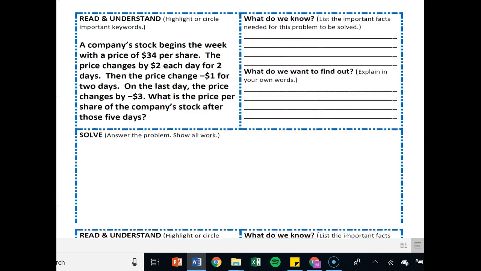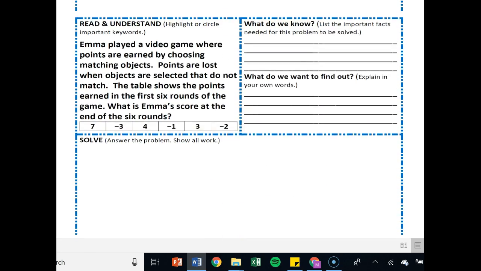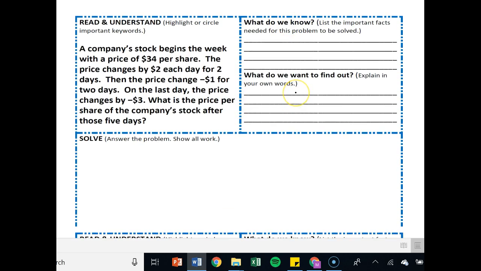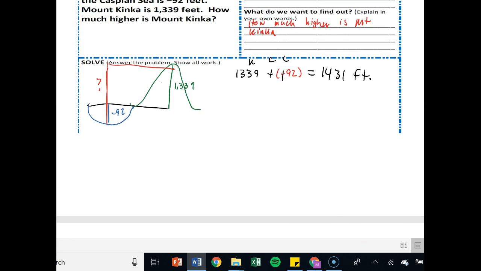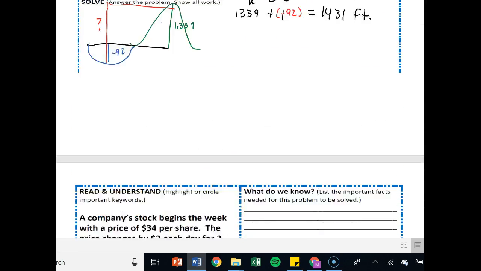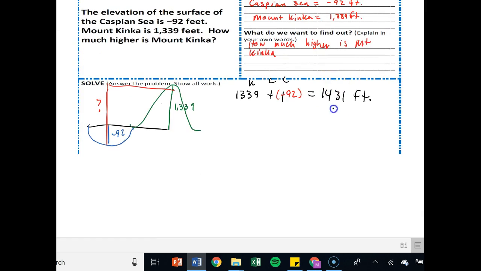So you just have two other problems on the back that I'd like you to make sure that you say, what do we know? What do we want to find out? And then solve it. Draw pictures like I did. Drawing pictures helps, if you can do that, but definitely show your work. And then do me a favor, circle your answer. It's a lot easier to grade. Okay, please call me if you have questions, and show all work.